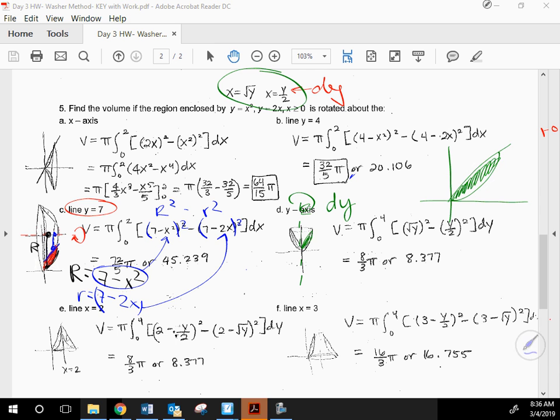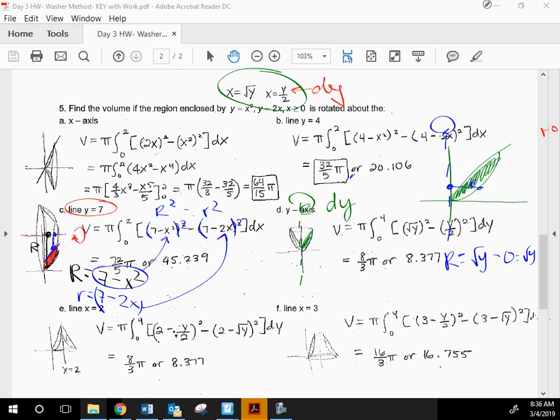Alright, so when I go to rotate around my y-axis, again, always from your axis of revolution to the edge of your solid, I need my big R. So my big R is right minus left, and my right function was x equals y squared, which is square root of y, minus left, which was just 0, so that's just square root of y.